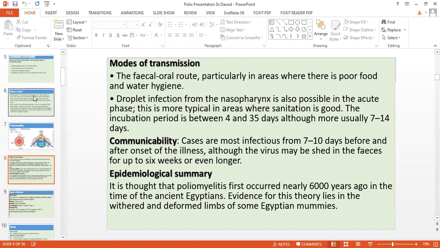Poliomyelitis is thought to have first occurred way back about 6,000 years ago, at the time of the ancient Egyptians. Evidence in history lies in the deformed limbs seen in some of the Egyptian mummies.